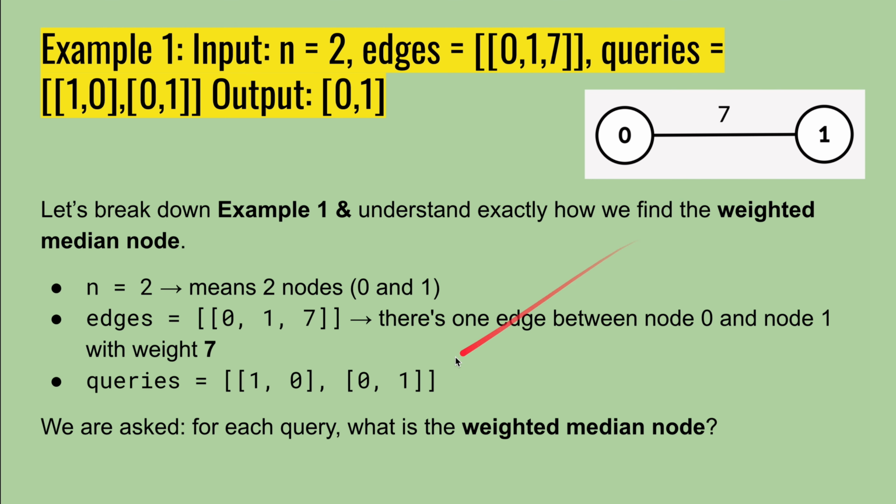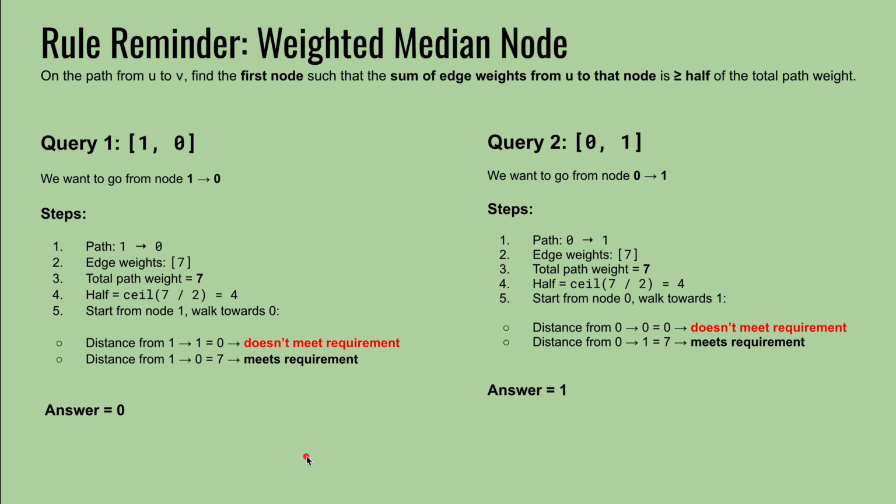And the queries we have given are 1 0 and 0 1. We are asked, for each query, what is the weighted median node. Let's also understand the rule. What is the rule for the weighted median node? If you are moving from U to V on the path, we have to find the first node such that the sum of the edge weights from U is greater than or equal to half of the total path. Never forget this concept for finding the weighted median node.